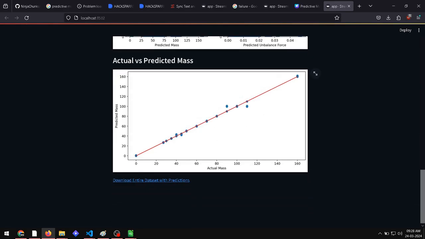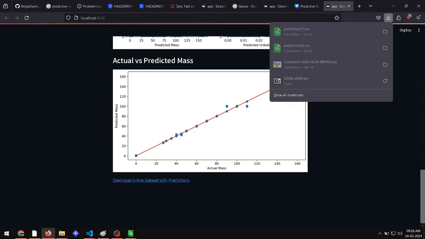The actual mass in our testing data set and the predicted mass which we got from our machine are very close. As you can see, all are lying on a single line. There are very few outliers in this. This shows the accuracy of our machine. The accuracy for our machine is 99.99, and we have used an artificial neural network to train our machine.